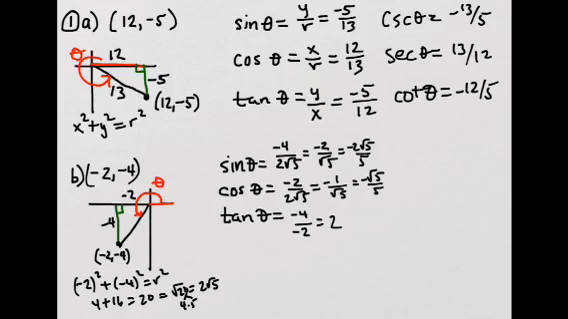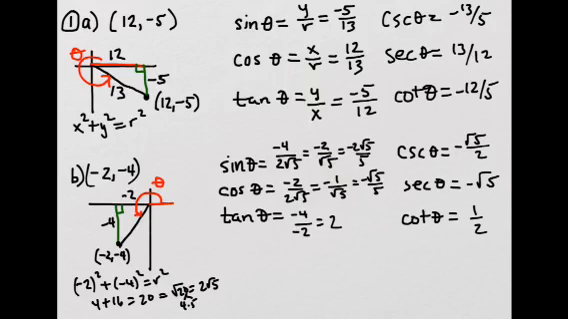The other three functions, so the reciprocal for sine theta is cosecant theta, and so I'm going to take the reciprocal of this one. For secant, I'm going to take the reciprocal of this one. Okay, so it's negative radical 5 over 2, negative radical 5, and then the reciprocal of 2 is 1/2. Remember, reciprocals keep the same sign. You do not change the sign.